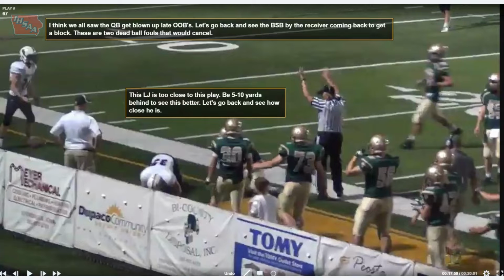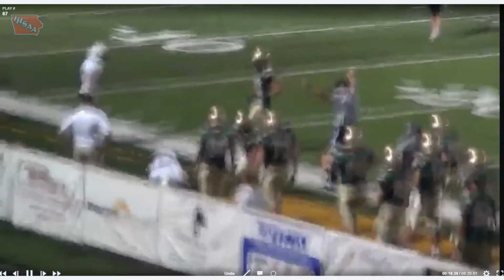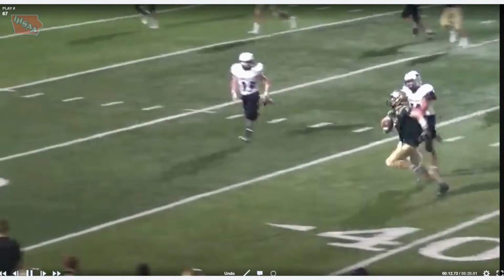Okay, so let's go back and look at the blindside block by the receiver. And we would actually have 2 dead ball fouls on this. I really shouldn't say they cancel. Dead ball fouls are always going to be in the order of occurrence, but they're going to offset each other. Okay, so we're not going to actually have to mark anything off. So line judge is too close to this play. If you're 5 or 10 yards back behind it, you can have a better view. Let's go back and take a look now.